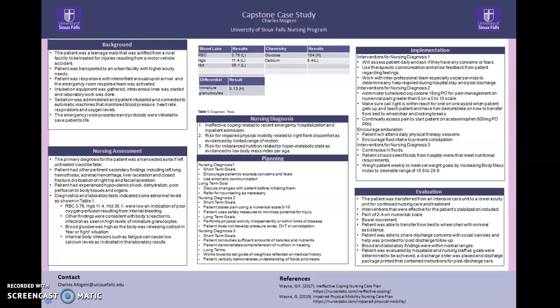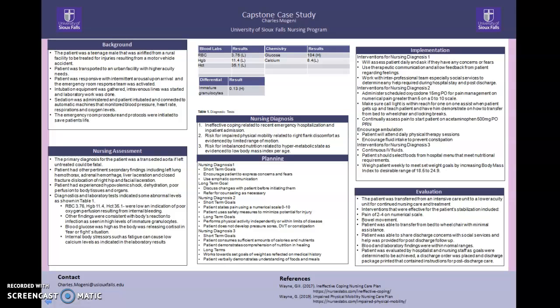Planning. Nursing diagnosis 1. Short-term goals: encourage patient to express concerns and fears. Use empathic communication. Long-term goals: discuss changes with patient before initiating them. Refer for counseling as necessary.